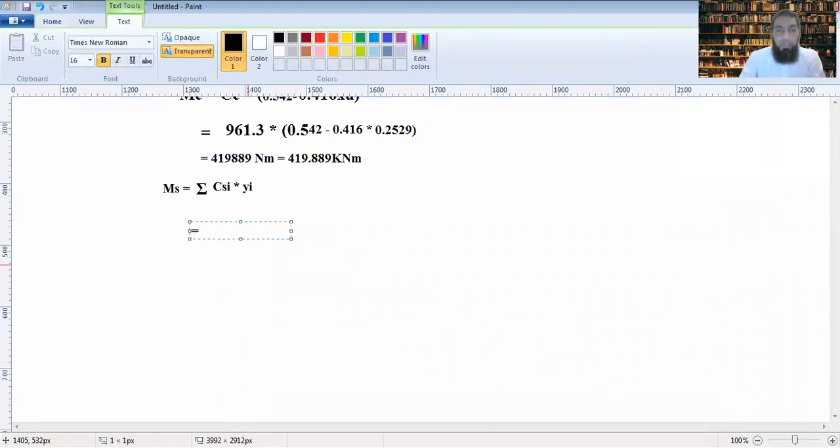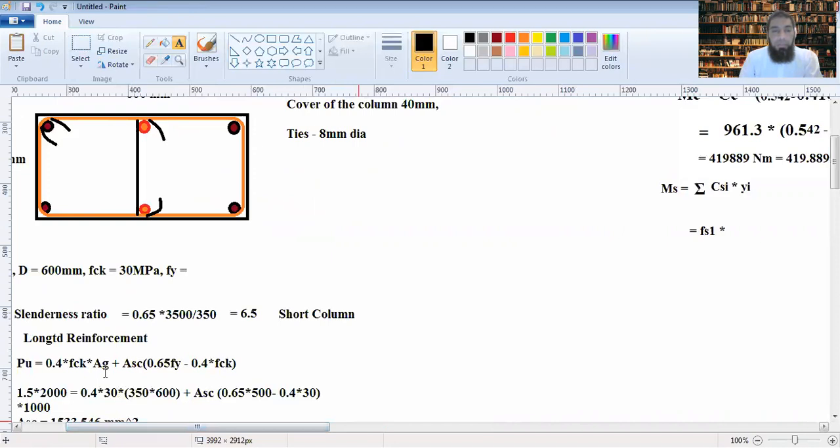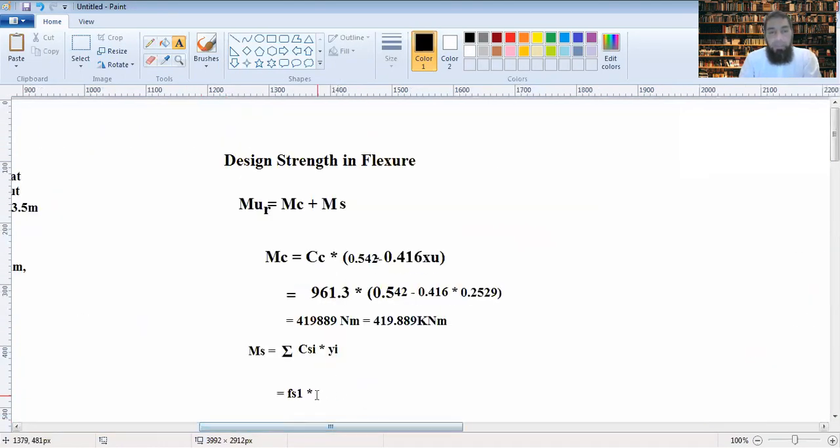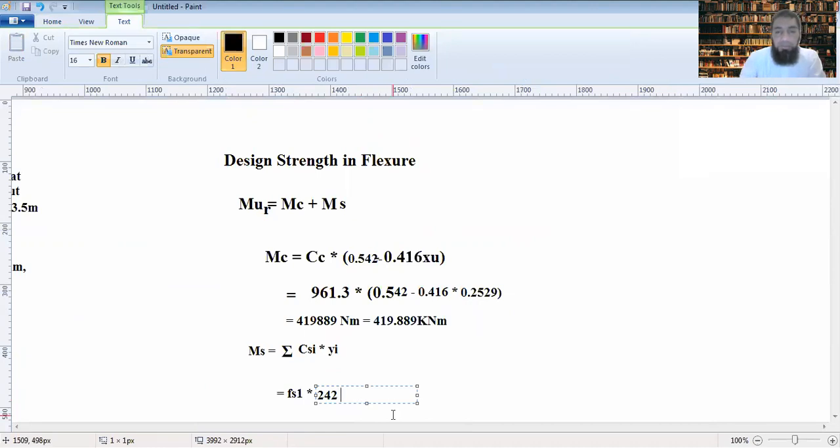The first one is your FS1. It's acting at a distance of 242 mm from the center. So this is into 242, because now it's on the negative side, so it would be minus 242 on this side of the lever arm, plus you have then FS2. Your FS2 is acting at zero distance from the center, plus FS3. Now this is on the compression side, it's acting at 242 again, but this is positive.